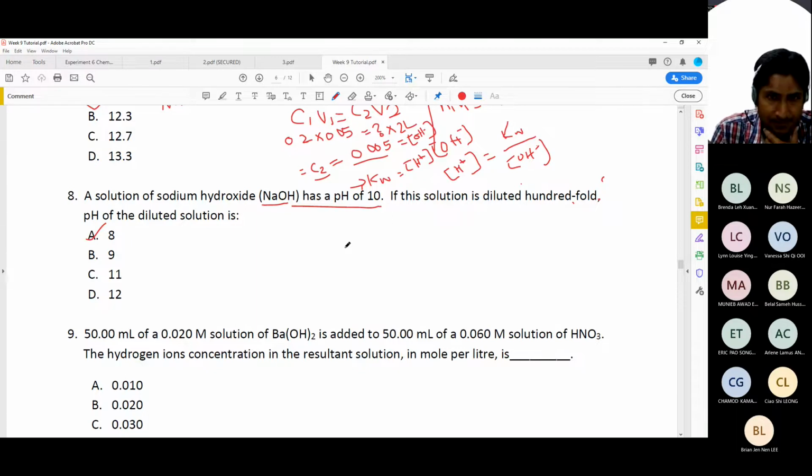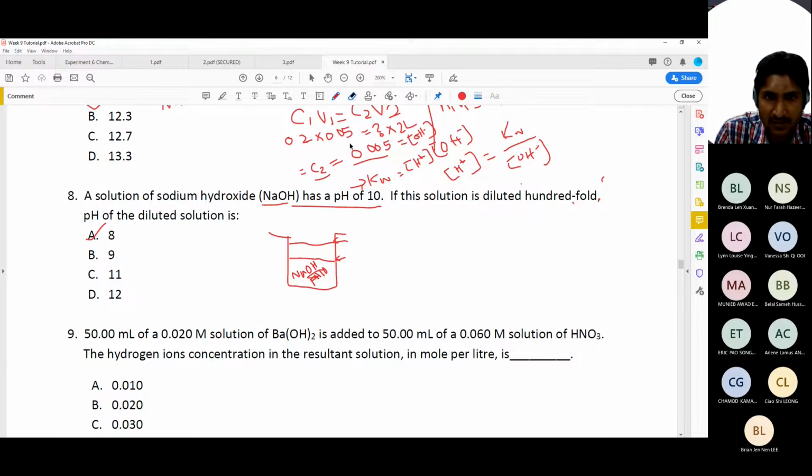All right. So let's say this is a beaker, and I have a solution here, sodium hydroxide, whose pH is 10. It was here until this level. I add water until this level. So what is happening?